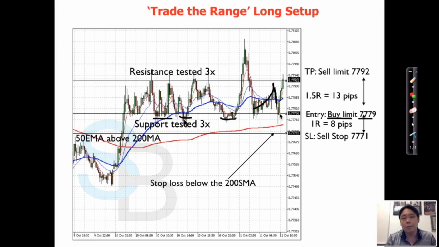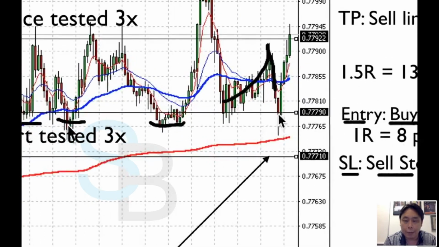If that happens, then, well, just cancel the trade, okay? So it doesn't always reach your support level. Now, at the same time, I placed a stop loss 8 pips below my entry price. So my entry price at 7779, 8 pips below will be 7779 minus 8, which is 7771.